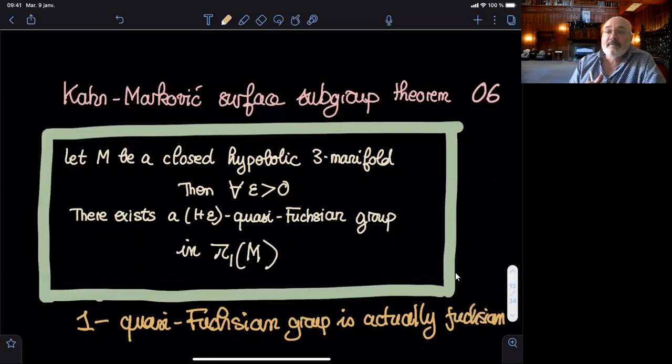Right. And so here is the Kahn-Markovic surface group theorem. And this is going to be used in the statement of the Calegari-Marques-Neves asymptotic counting. And the proof of it is actually used in some way inside the proof at some point. And I hope that we'll have time to see why.